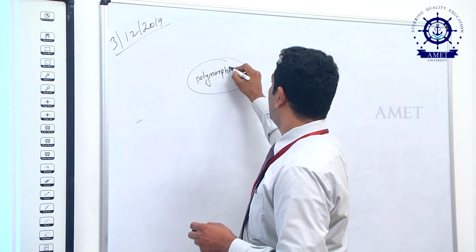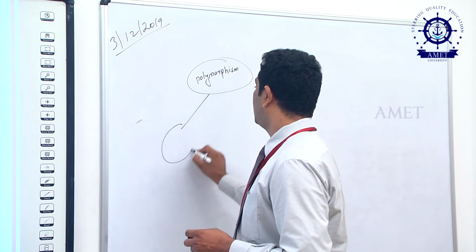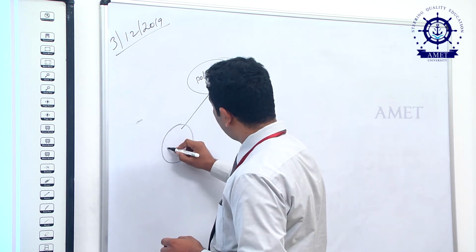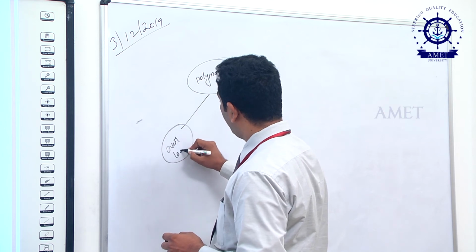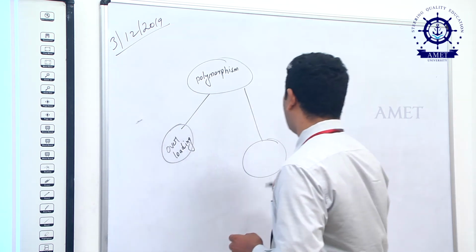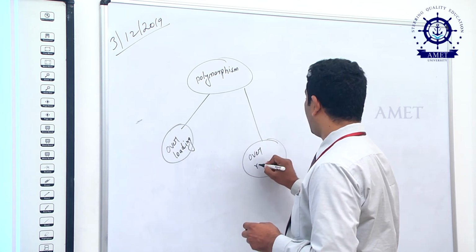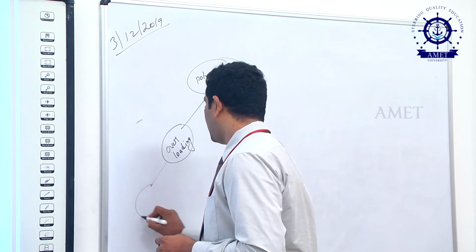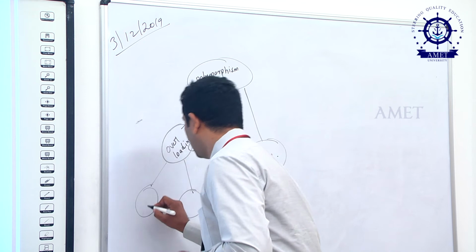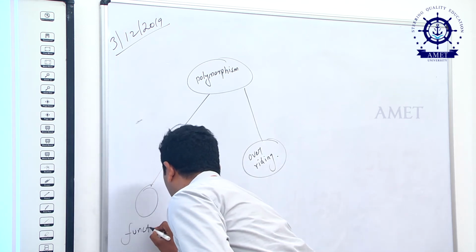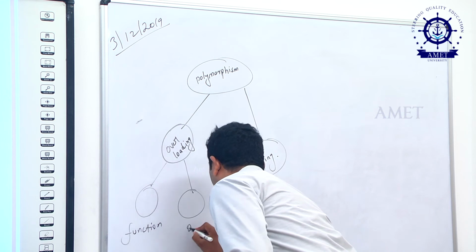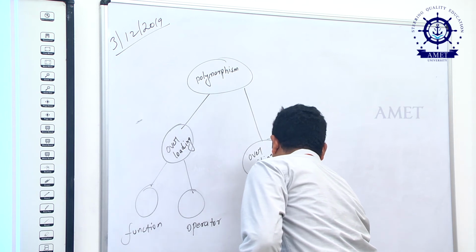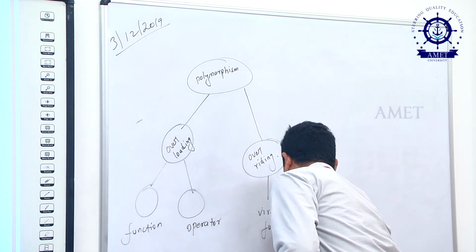Polymorphism. There are two types: one is overloading and another one is overriding. The overloading also has two types: one is function and another one is operator. The overriding has only one concept, virtual functions.